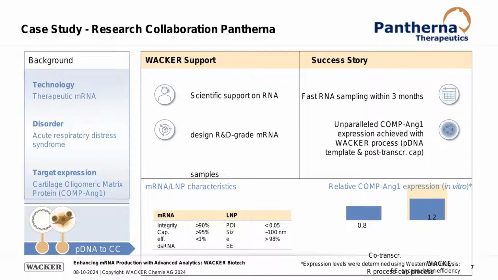And Pantherna tested this WACKER process of pDNA templated mRNA production and post-transcriptional capping against a co-transcriptional capping process. And we're able to see that the relative COMP-ANG1 expression in vitro was higher using this WACKER process. And Pantherna was so convinced in our work that they in the end decided to go into mRNA production at our new competence center in Halle, which of course makes us really happy.